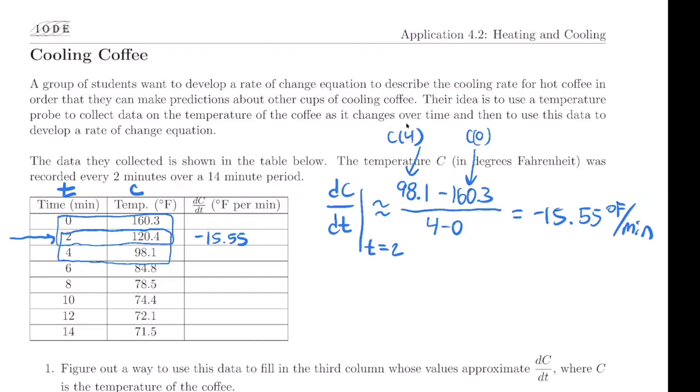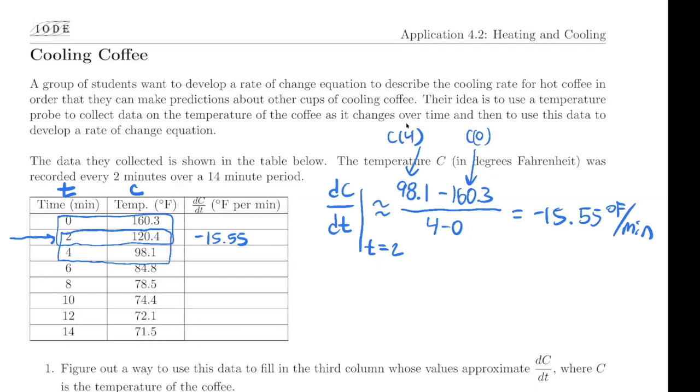So that is telling us that 2 minutes after you've put this cup in the room, its temperature is decreasing by about 15 degrees each minute. Any questions where I got that value from?